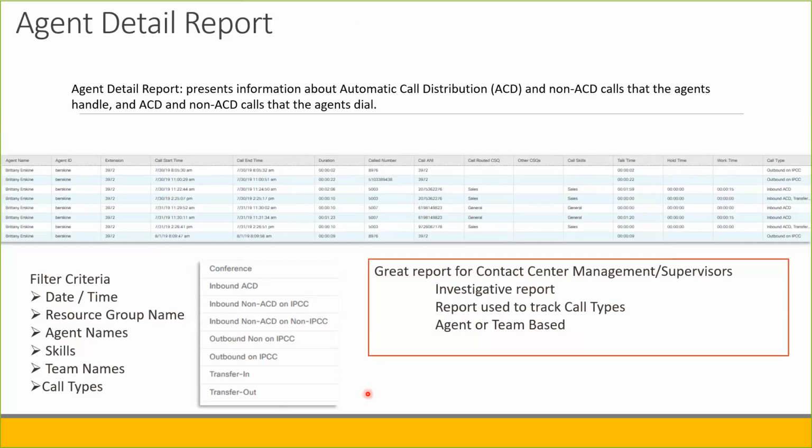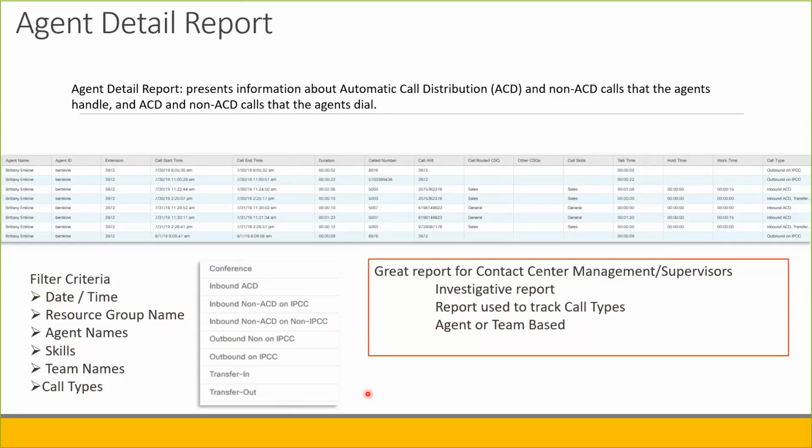Your call types are transfer in, transfer out. Was it a transfer in? Was it a transfer out? Was it an outbound on IPCC? And we talked about that, right? So am I using my agent line to call someone back versus outbound on non-IPCC, right? Am I using my DID, my individual line, to call someone back?